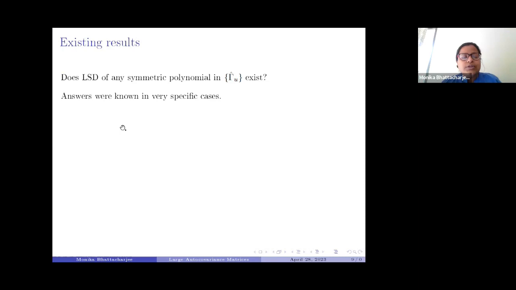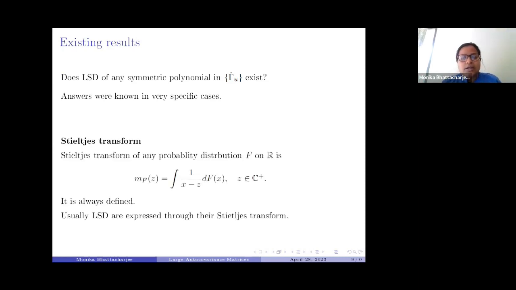Now we'll discuss the existing results. Before going to the existing results, I'll try to recall the Stieltjes transform. Here is the definition of the Stieltjes transform. I'm not going line by line, but let me say why it is important. The Stieltjes transform has a similar property to the characteristic function: it has a one-to-one correspondence with the set of all probability measures, and also pointwise convergence of the Stieltjes transform implies weak convergence. So it's like the characteristic function.